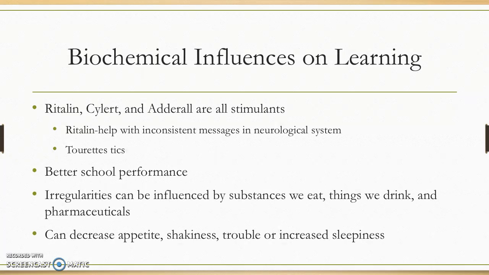Biochemical influences on learning. Ritalin, Cylert, and Adderall are all stimulants that can be given to kids who have ADHD. Ritalin can help with the inconsistent messages in neurological systems and tics. They seem to have better school performance, but irregularities can be influenced by substances we eat, things we drink, and pharmaceuticals, and it can decrease appetite, cause shakiness, trouble sleeping, or increased sleepiness, and is a personal choice.